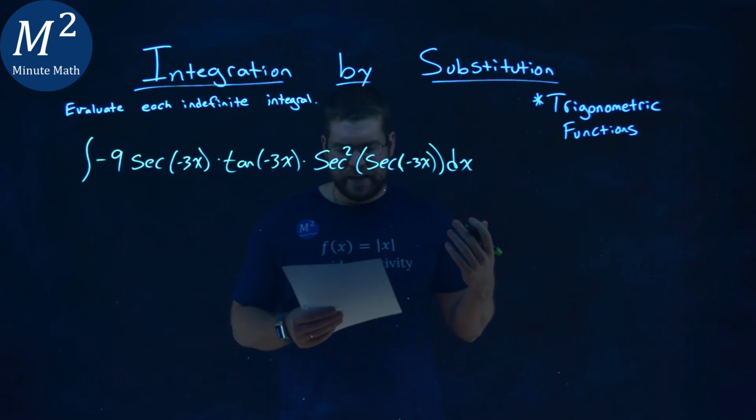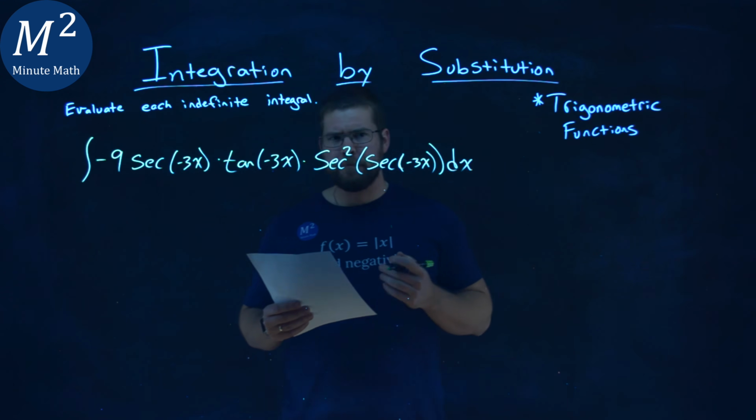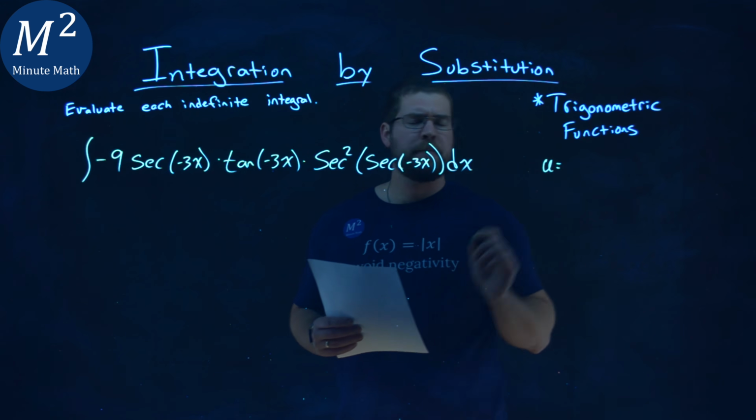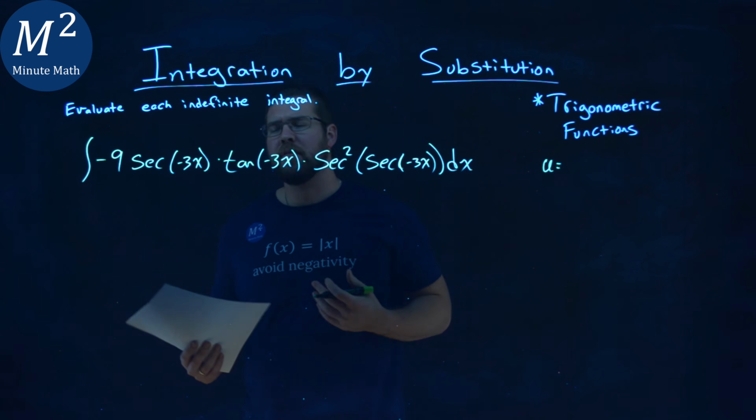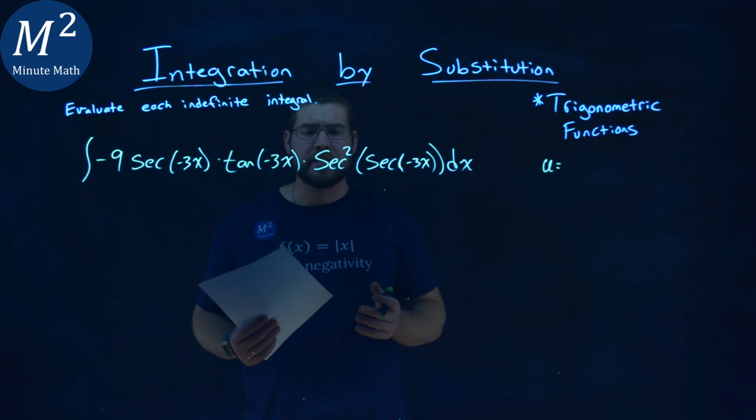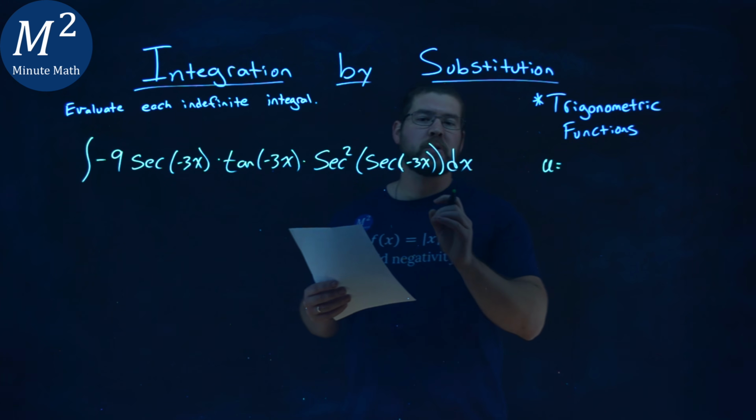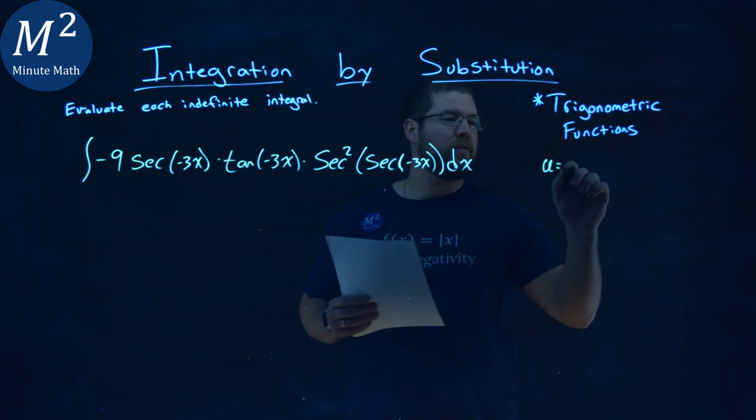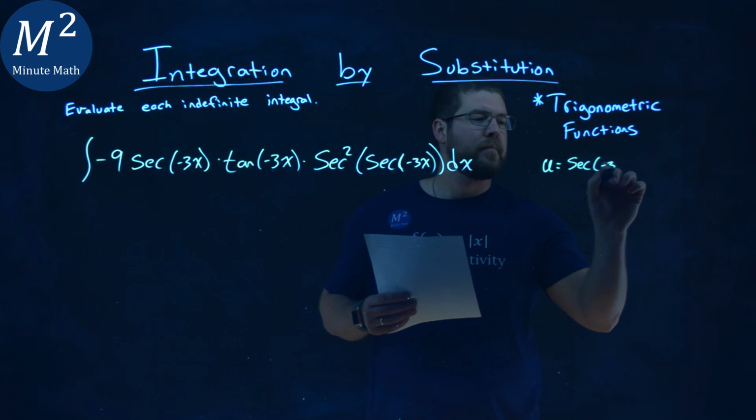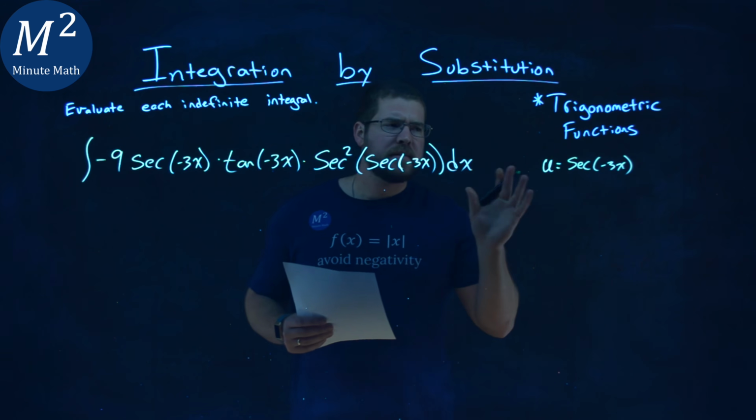Well, I want to find a u value here. And this one's a little tricky, right? Normally, I would have a gut feeling like, oh, maybe -3x, but I don't think that's really going to work out for us here. I actually found that the u value that works is secant of -3x. Just think about that for a moment.